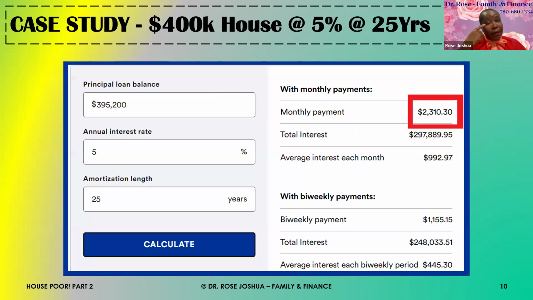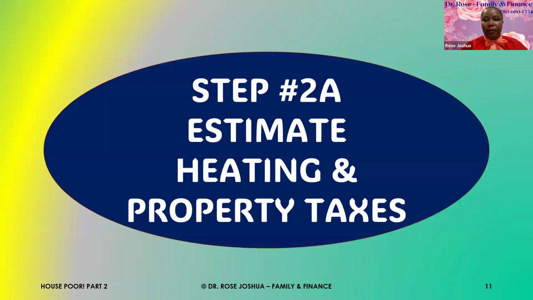So I have a case study here. Let's say we have a house that is $400,000. Your down payment is 5%. The remaining 95% plus CMHC fee is $395,200. So you put that into your favorite mortgage calculator, and your monthly payment is $2,310. Okay, $2,310 is what we're going to work with, and it's amortized over 25 years.